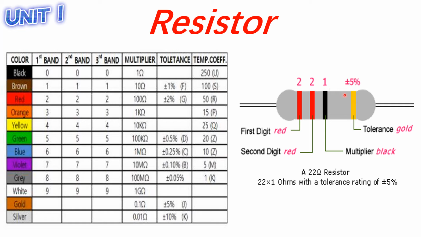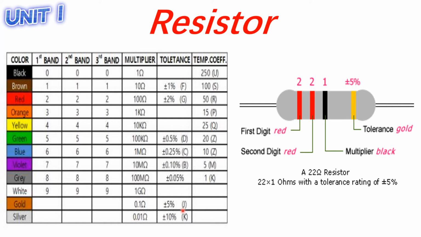To know the minimum and the maximum, you're going to look at the last band, which is your color gold. Your gold here has a tolerance of 5%. That means if you want to know the tolerance of this resistor, you just have to multiply 22 times 0.05, because 5% is 0.05. So you will get a tolerance of 1.1.